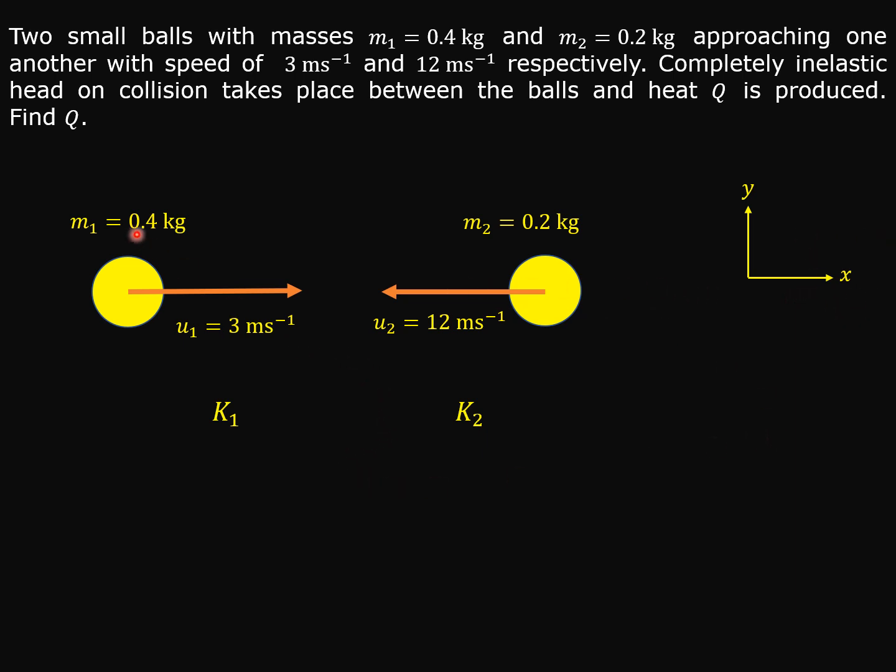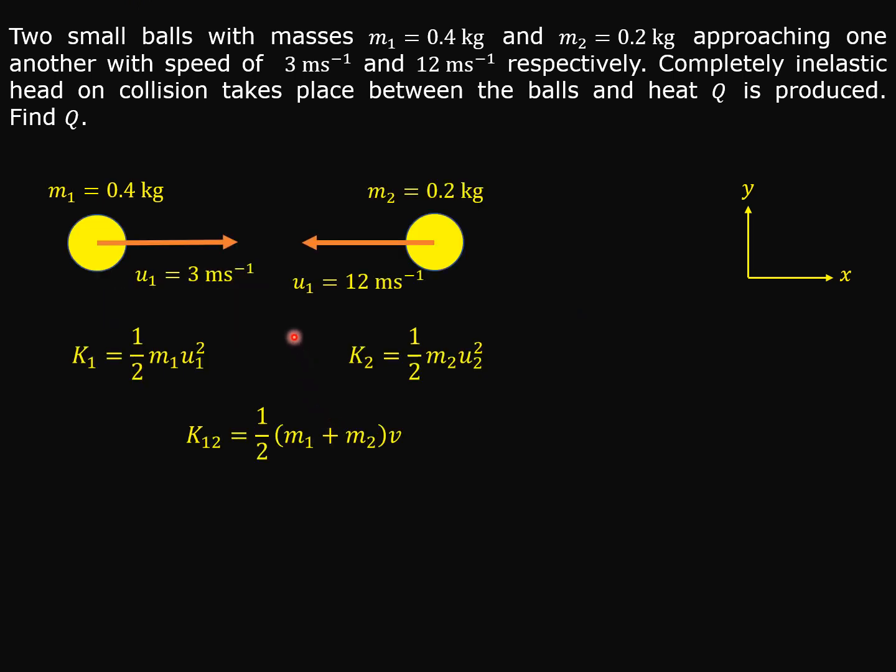Since we know the masses and the speeds of both balls, we can find the kinetic energy of ball 1 and the kinetic energy of ball 2 before they collide with one another. We have K1 equal to half m1 u1 squared and K2 equal to half m2 u2 squared.